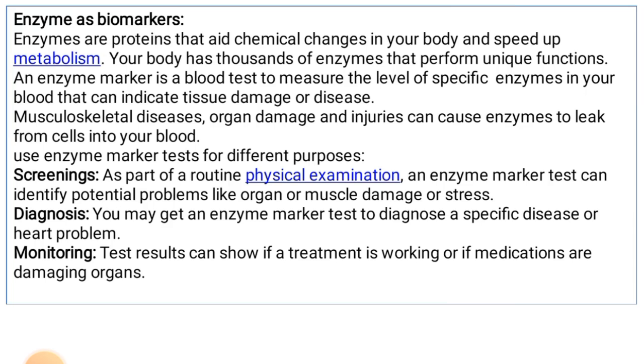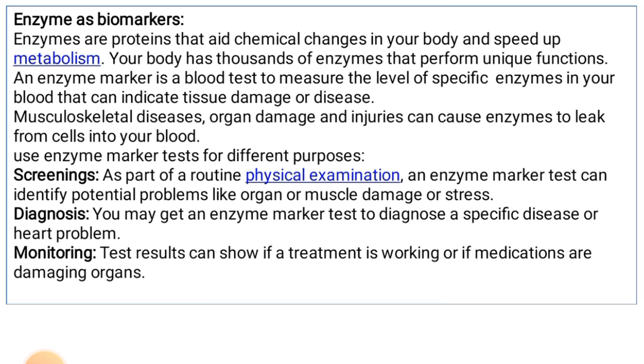We use these enzymes as biomarkers in such a way that the enzyme can leak from the cell into the blood when that organ is damaged or injured, or has some disease. So the activity and concentration of the enzymes in the blood indicate the source or severity of the cell damage.